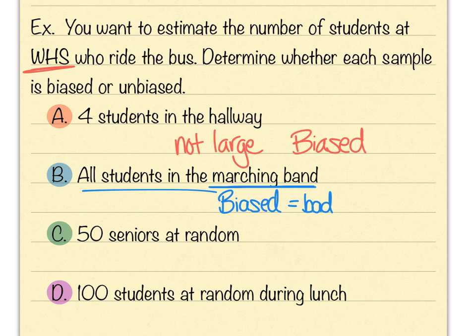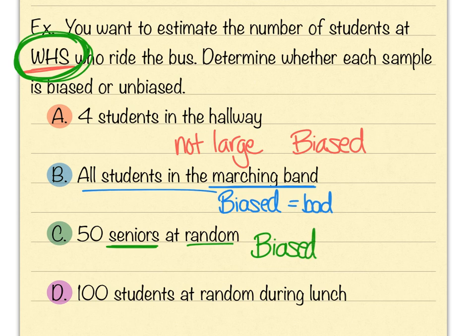Next one says 50 seniors at random. That word random in there is good. However, you're trying to predict or take a sample of the entire high school, and you only asked the seniors. You didn't ask the juniors, the sophomores, or the freshmen. This is also biased. You did it randomly. That's good. But you left out 3 important parts of the population. And then last one says 100 students at random during lunch.